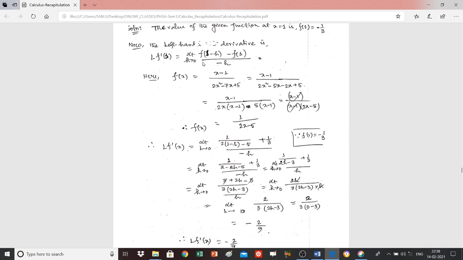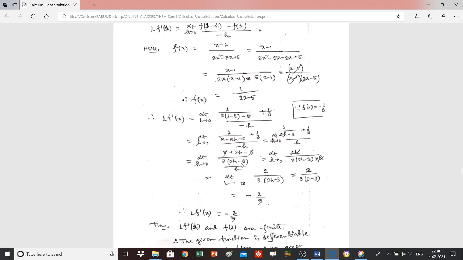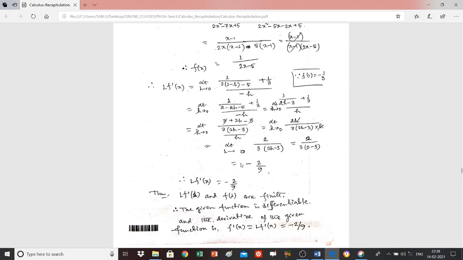Just go through these steps. So now from this expression, the left hand derivative is the limit as h tends to 0 of 1 by 2 into, since x is here, 1 minus h minus 5, then minus f(1), and f(1) has the value minus 1/3, so that is plus 1/3, divided by minus h. Here is the calculation, just go through this, and you will find that it is minus 2 by 9. So the left hand derivative is minus 2 by 9.